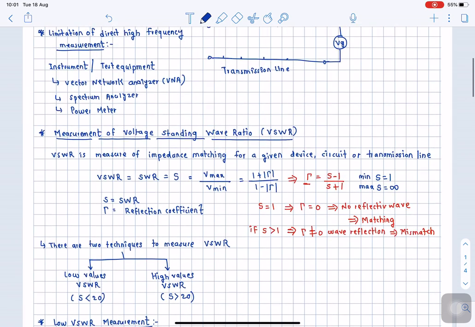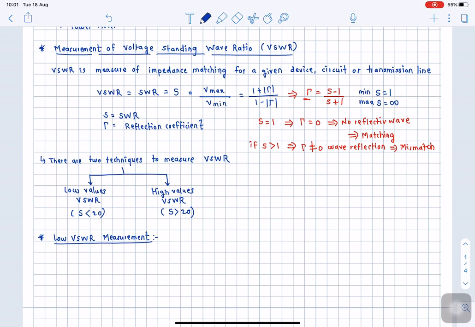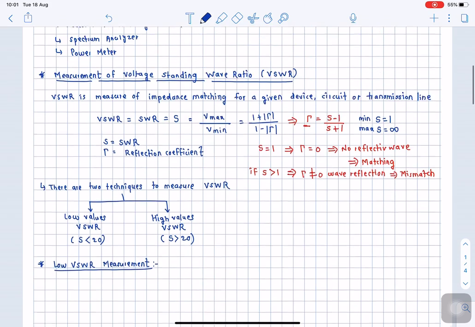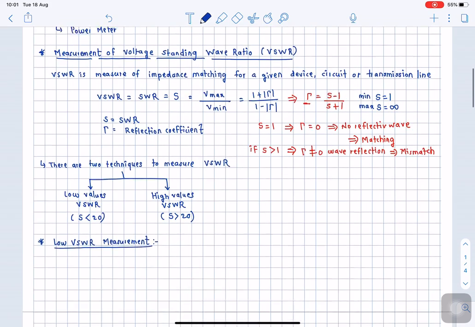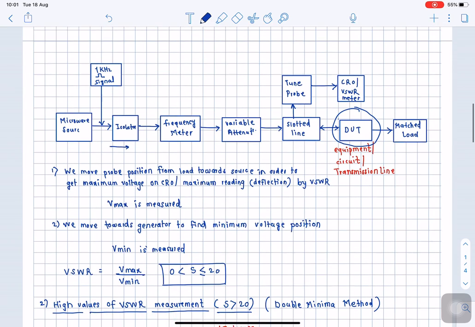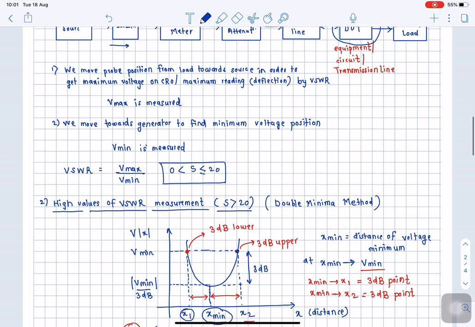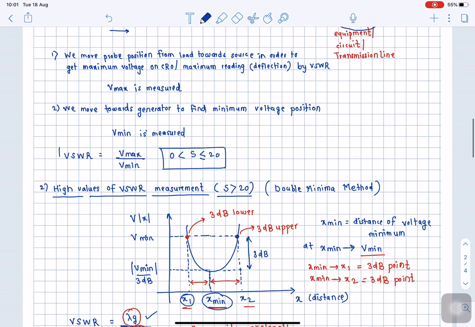These are going to make use of the same setup. Only the method is different. In the case of low values of VSWR measurement, we are going to directly measure the position where we will get maximum voltage and where we will get minimum voltage, and by taking the simple ratio in this way we can measure the value of VSWR. In that particular case, we assume that the VSWR is less than or equal to 20.